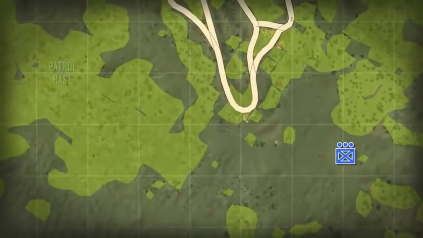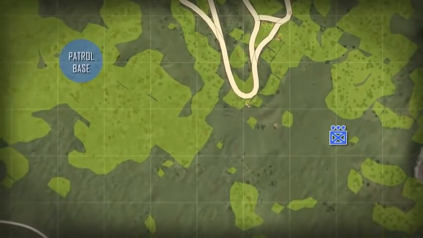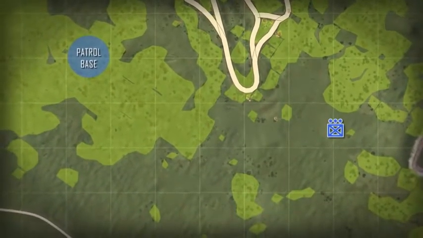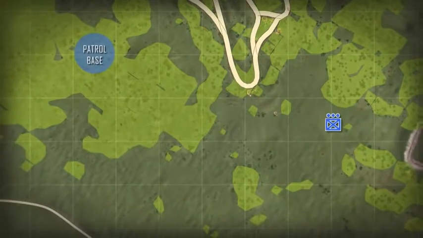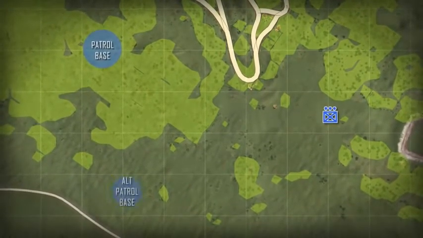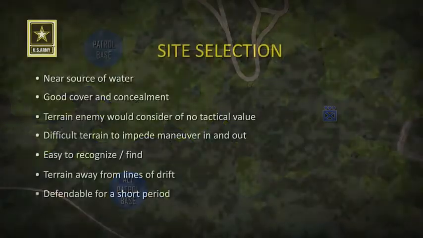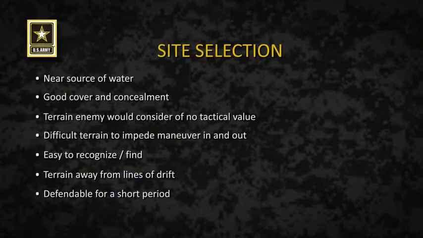The patrol leader selects the tentative site from a map or by aerial reconnaissance. The site's suitability must be confirmed. It must be secured before occupation. Plans to establish a patrol base must include selecting an alternate patrol base site. The alternate site is used if the first site is unsuitable, compromised, or if the patrol must unexpectedly evacuate the first patrol base. Site selection criteria includes the following.